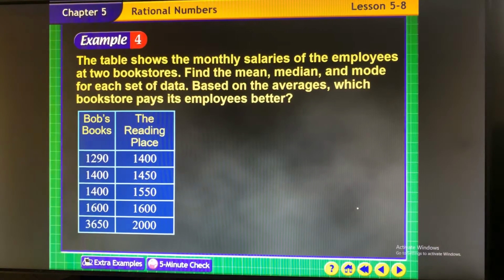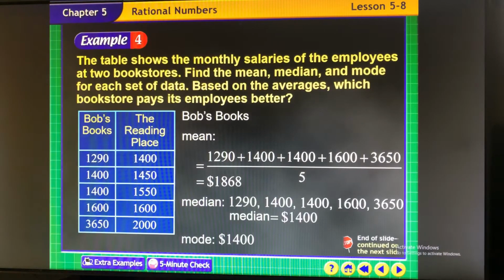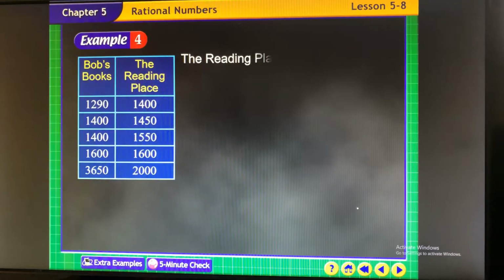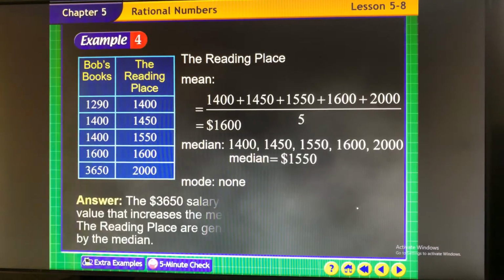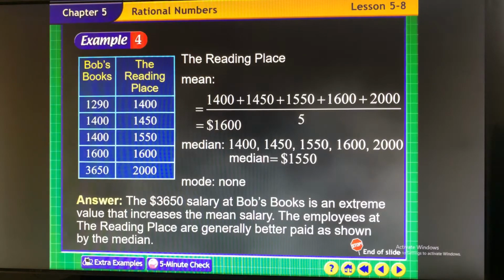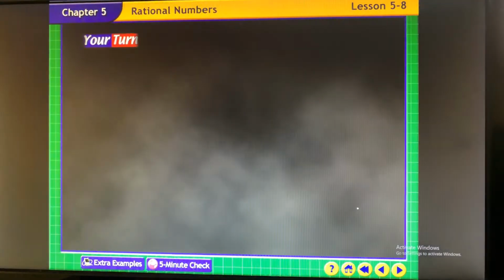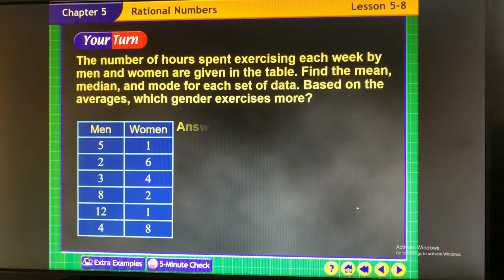Based on the averages, which bookstore pays its employees better? So you're just going to find the average of each one and find out which one pays better. And there's no mode. Same thing.